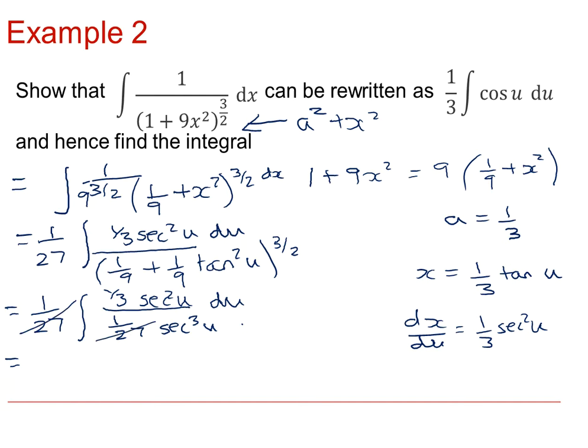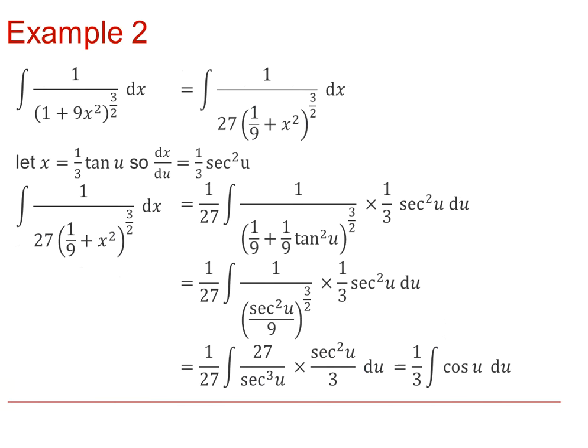We can see here that we're going to be able to cancel down quite a bit. The 1 over 27s will go. We can take out that factor of a third outside the integral. And the sec squared in the numerator will cancel with the sec cubed denominator, leaving us 1 over sec u du, which, given sec and cos functions are reciprocals, takes us to the desired 1/3 cos u du. So during that process you can see that you need to be really careful with the fractions and the powers.